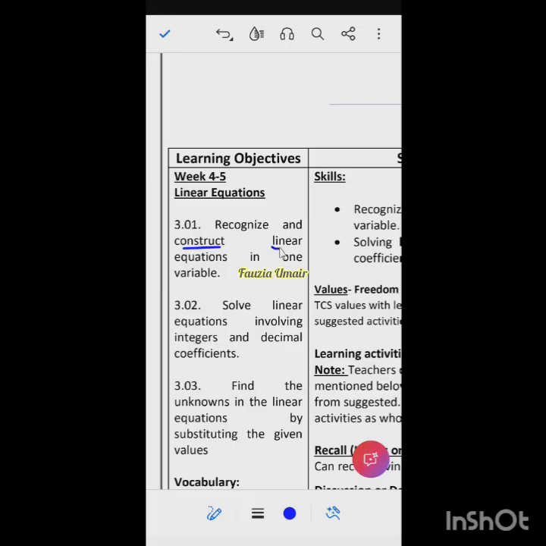What do we mean by this word linear? That its value is 1, like x, there's x and its power is 1. That's right. Linear. Very good. So the maximum power of the variable is 1. So we cannot have, like, x square.